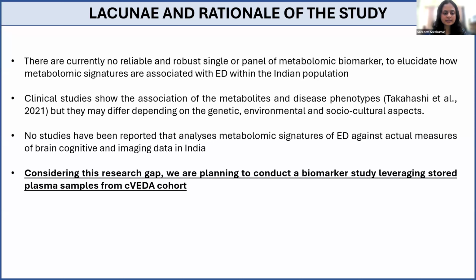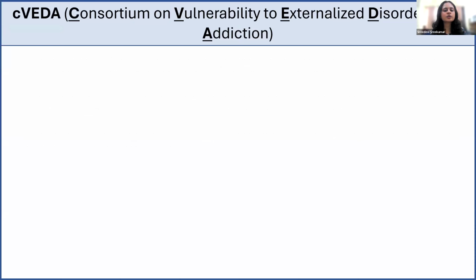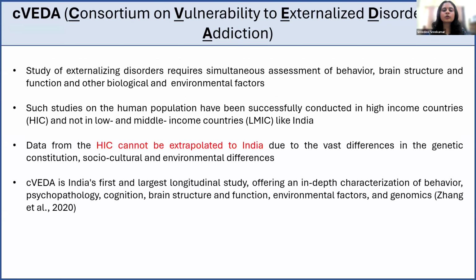Considering this research gap, we are planning to conduct a biomarker study leveraging samples from the c-VEDA cohort. c-VEDA is the Consortium on Vulnerability to Externalized Disorders and Addiction. It is a cohort that was established in India with the help of ICMR and the UK Medical Trust in the year 2015.